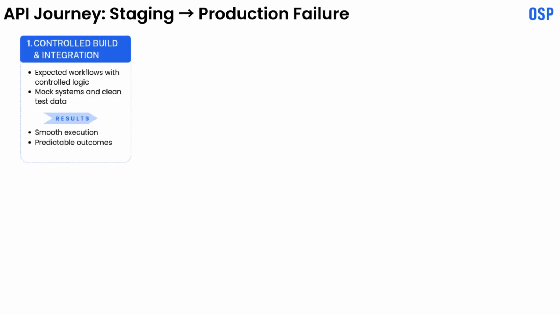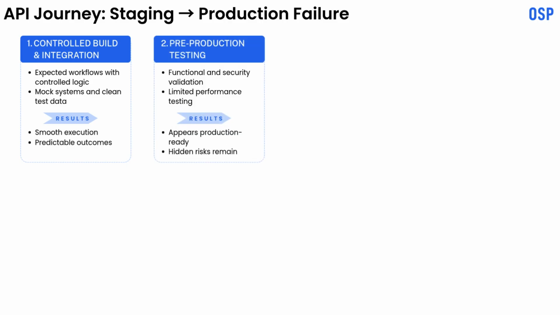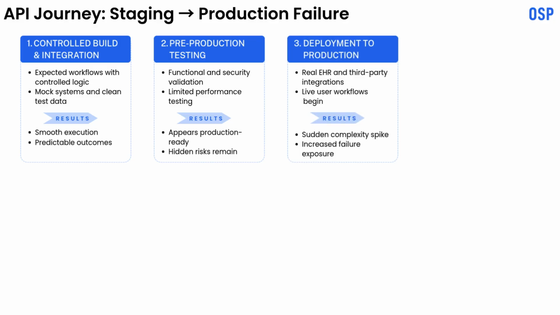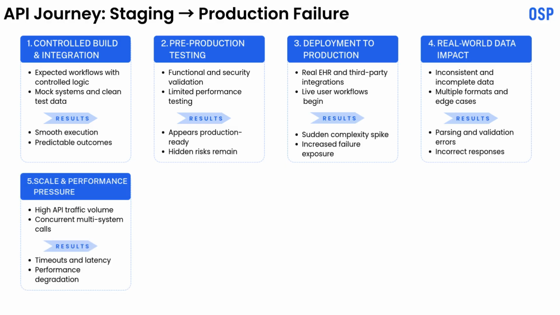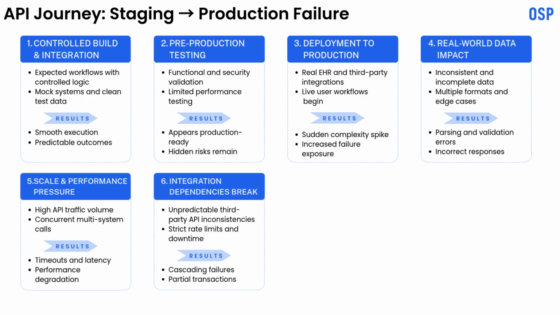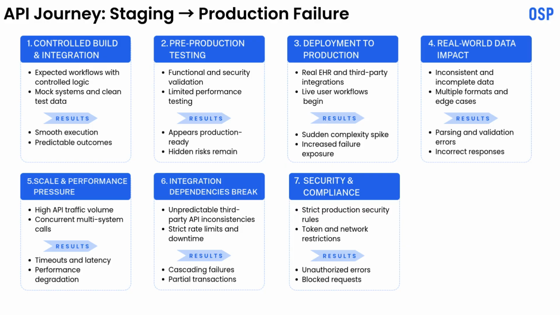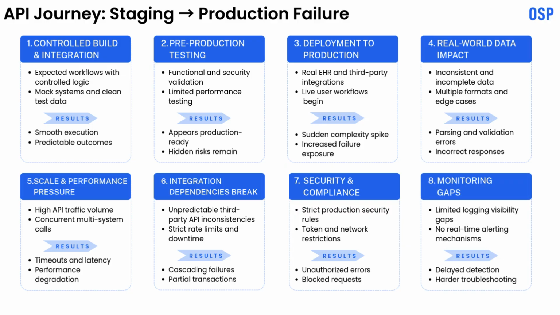If you've built a robust healthcare API, tested it thoroughly in staging, and everything works perfectly, you may wonder why it suddenly fails in production. This is a common challenge faced by healthcare organizations transitioning from development to real-world use. And in this video, we are going to explore the reasons why your healthcare API works fine in testing, but fails miserably when it goes live.